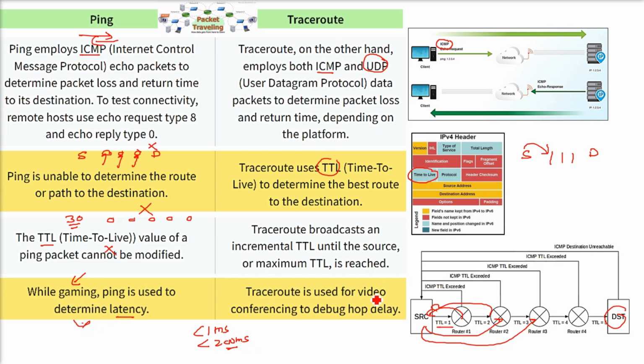For video conferencing, you can use traceroute. You know that there is some problem because video conferencing is generally a wide-area, continental kind of thing. So you know exactly where the problem may be, if there is a problem. Where is the hop delay? Which router, which hop, is actually creating a problem?